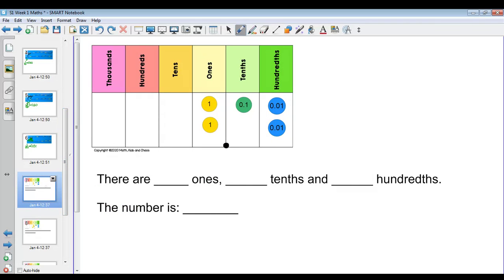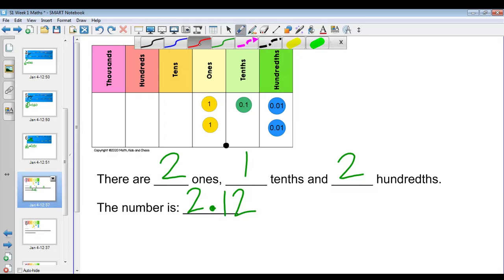Okay, here is a place value grid. You've all seen these before, over many, many years. I put some place value counters in them. The counters show that there are 2 ones, 1/10, and 2 hundredths. So I'm filling in my stem sentence here. The number it represents is actually 2.12. The number 2.12 represents my 2 ones, my 1/10, and my 2 hundredths.